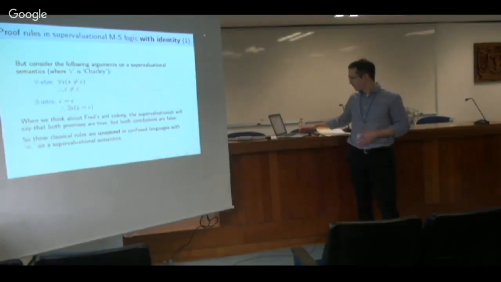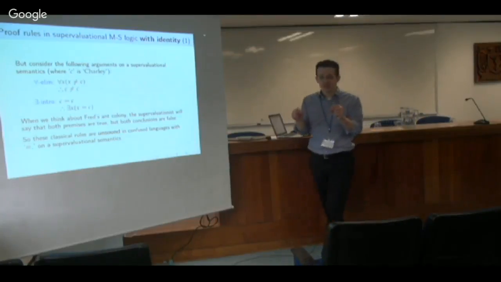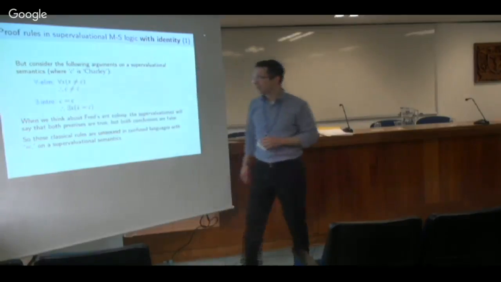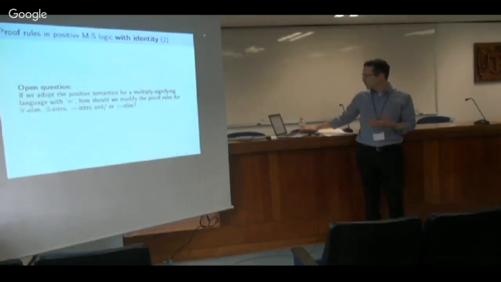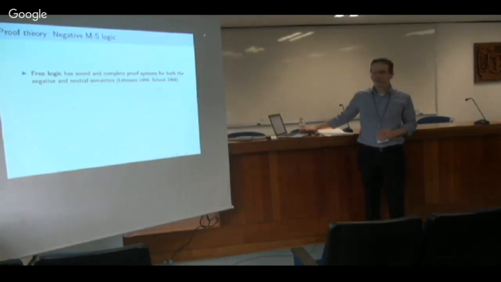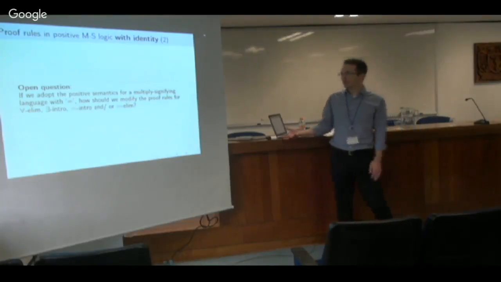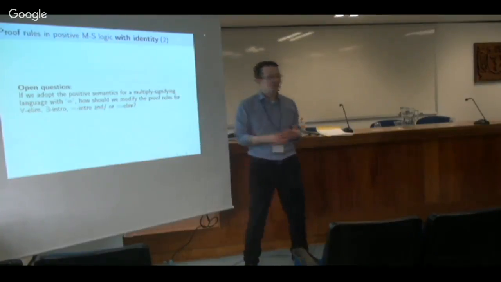So, oh, right, that's what I just said. The classical rules are unsound in confused languages with the equal sign. It's what we've just learned. So here's an open question that I hope people would think about and help me with and work on themselves: if we adopt a supervaluational semantics for a confused language containing the equal sign, what's the best way to modify the proof rules for some combination of these four? I honestly don't know how to do it.